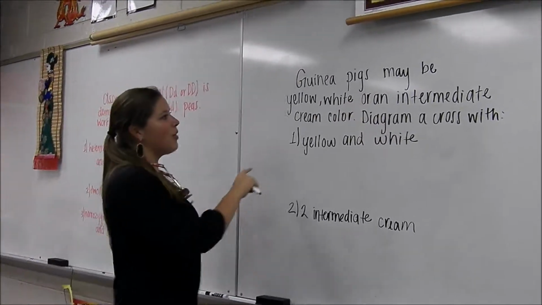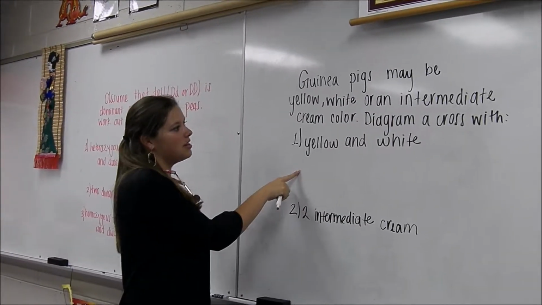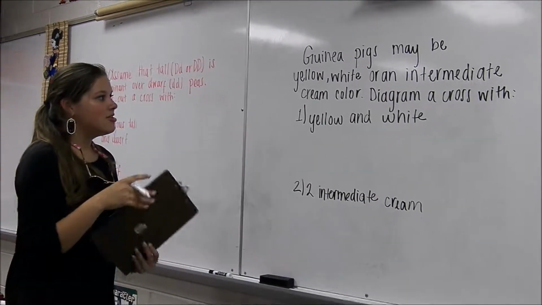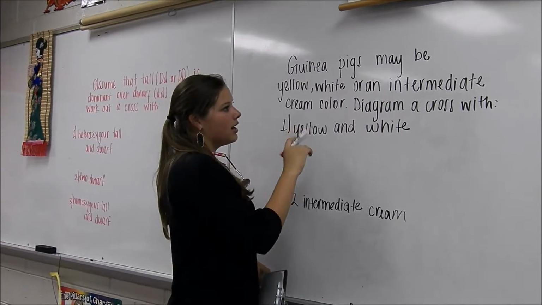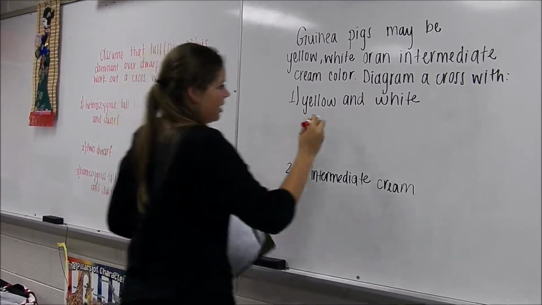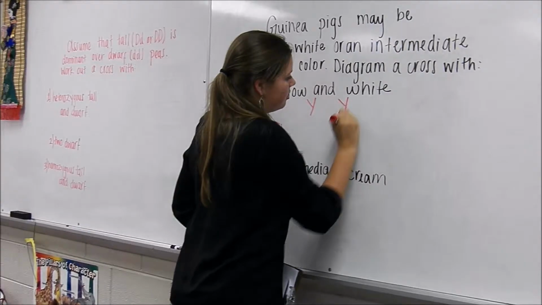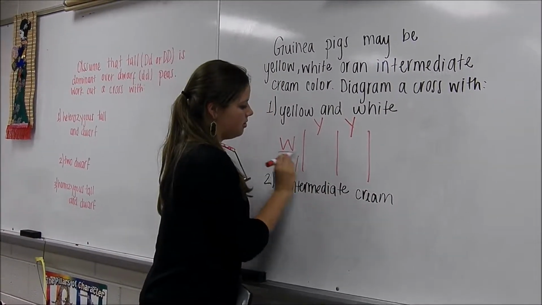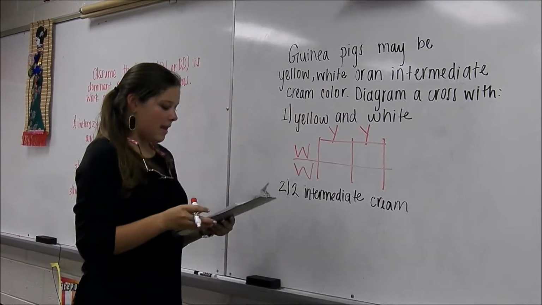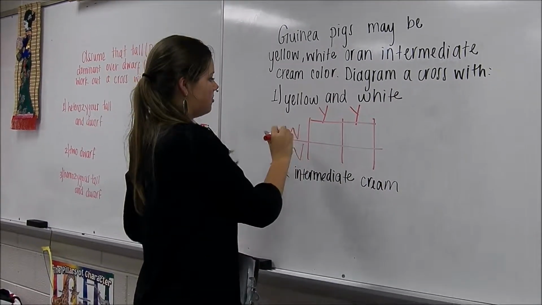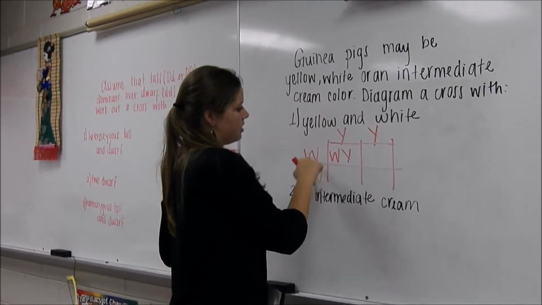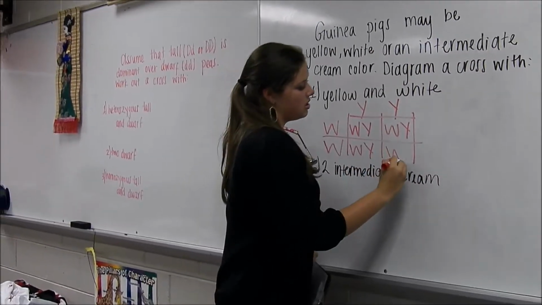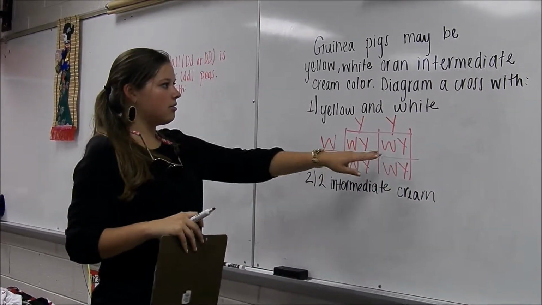Okay, so our problem is guinea pigs may be yellow, white, or an intermediate cream color, so we're going to draw a cross diagram with yellow and white and then intermediate cream. So to begin, if we want yellow and white, we're going to have to make them different letters. So we're going to have yellow on top, and we're going to have white on the side. Okay, so we're just going to match them up, so we'll go left and up, and then again left and up. And then we're going to go down and just keep going. So that these are our 4 outcomes.